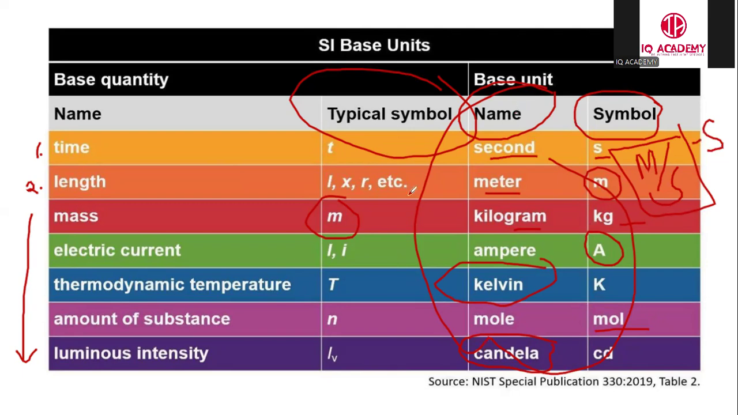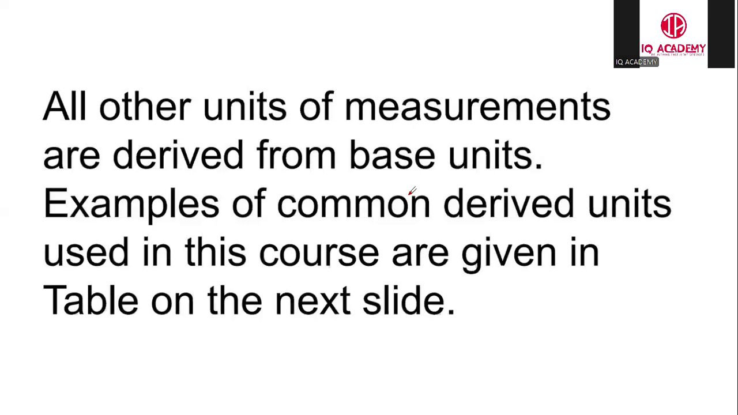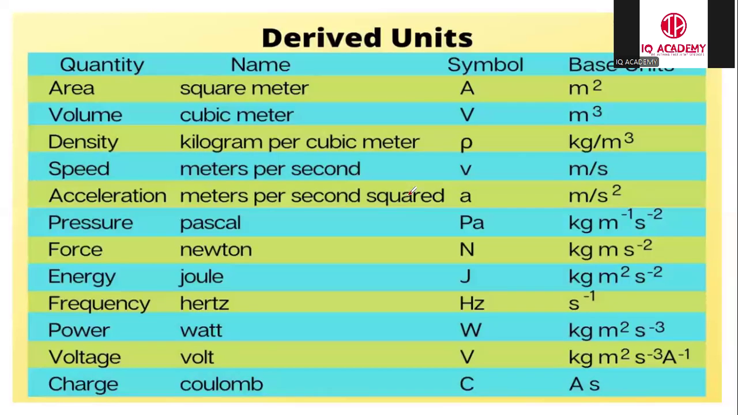So all other units are derived from these 7 units. They are just 7, but they will make a lot of other units for other physical quantities. So let's check the next slide, where we have the derived units. If I multiply length by length, I'm going to have the area, and the area will have the unit meter squared. In a similar way, I can come up with all of these.